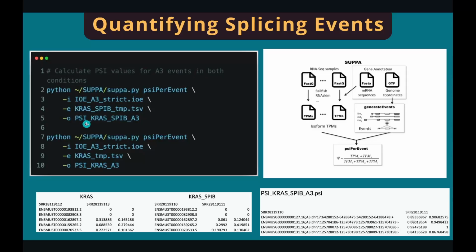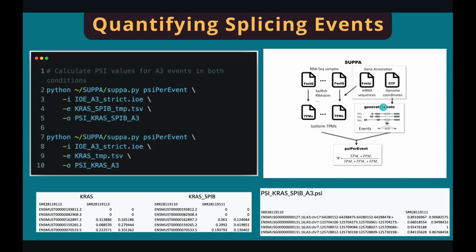-o is the name of the output file. Here we do it twice because we have two groups. So we quantify the PSI, the A3 events for each group separately. This is how the tool calculates the splicing events.